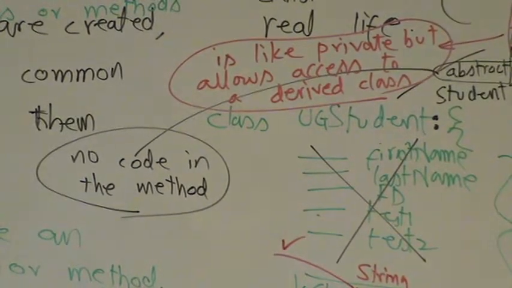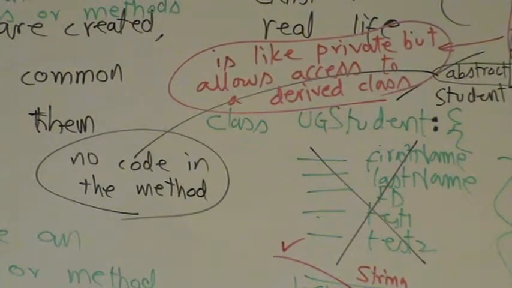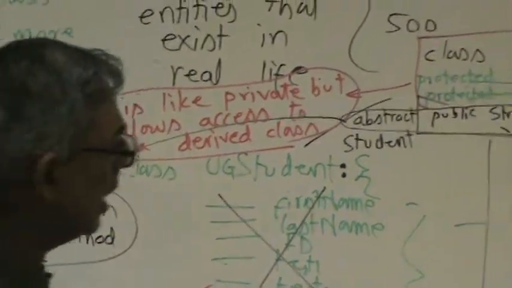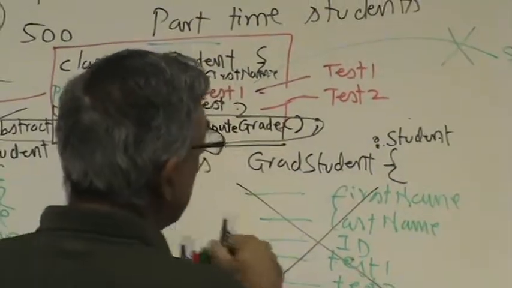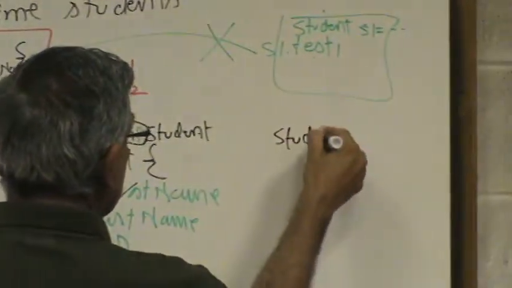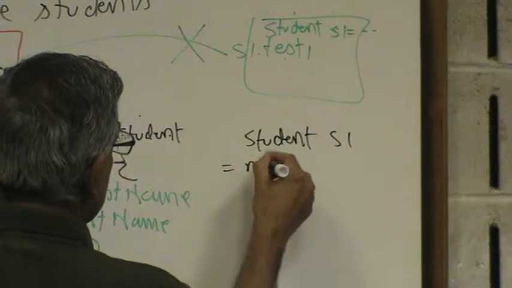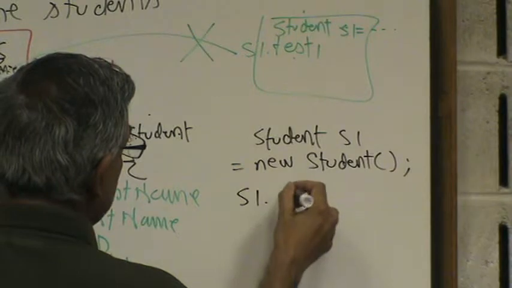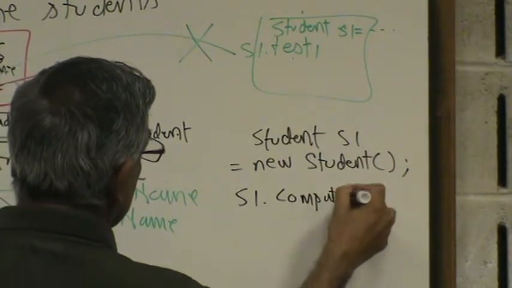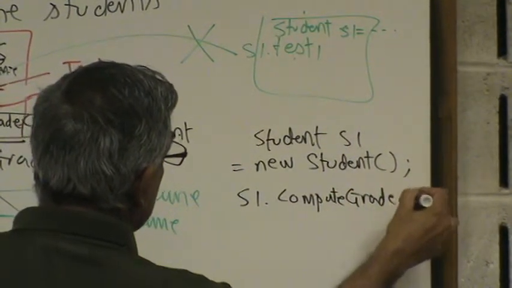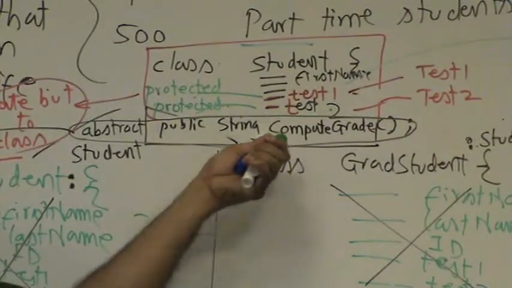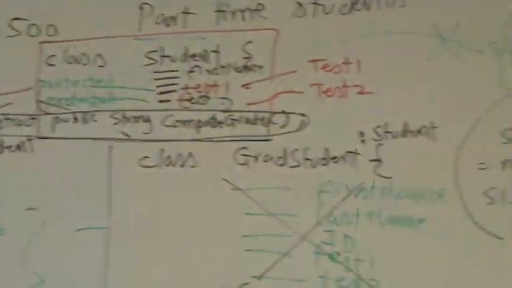Okay, so if we leave it like this, then the problem is somebody may try to create one object of the student class. So somebody may try to do something like this: Student s1 equal to new Student. And then what will happen if they try to call compute grade? Would it make any sense? No, because there's no code over here. So calling this does not make any sense.